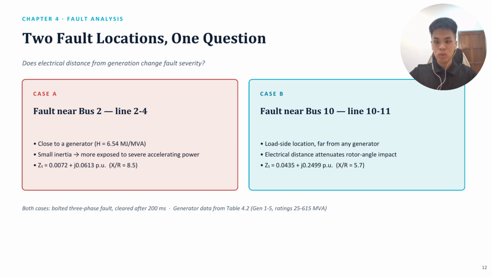We tested two fault locations to see whether electrical distance from generation actually matters. Case A is a fault near bus 2, right next to a generator with relatively small inertia. Case B is near bus 10 on the loop side, far from any generator. Both are bolted three-phase faults, cleared after 200 milliseconds. The only difference is location.